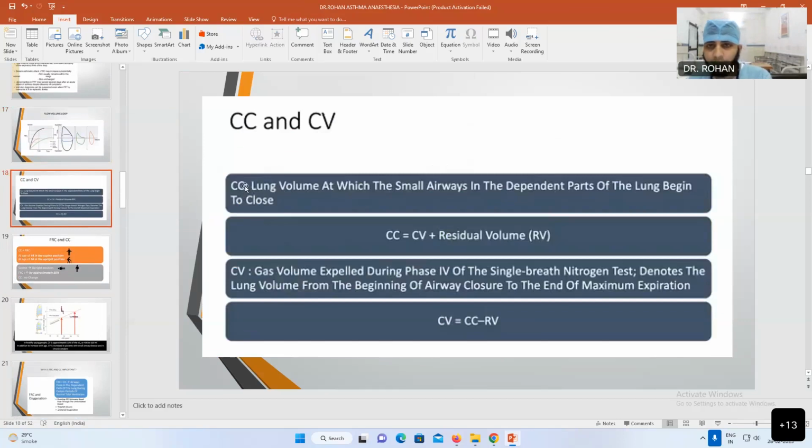Closing capacity is one of the important terms we should learn. It is the lung volume at which the small airways in the dependent part of the lung begin to close. So when the FRC is less than the CC, it means the lungs can easily collapse. They are prone to collapse. The alveoli are prone to collapse.